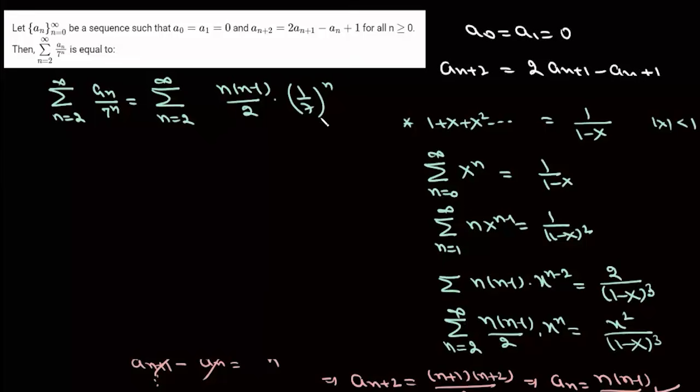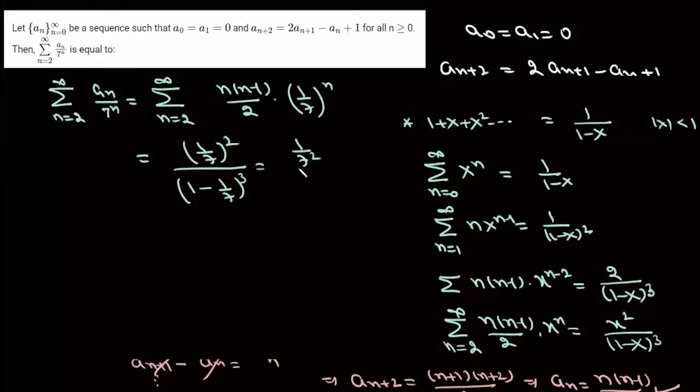Now here the value of x is 1 by 7. So it'll be (1 by 7) square upon (1 minus 1 by 7) cube. So there will be 1 upon 7 square, and this is 6 cube by 7 cube. So there will be 7 upon 216. So the answer to this question is 7 upon 216.